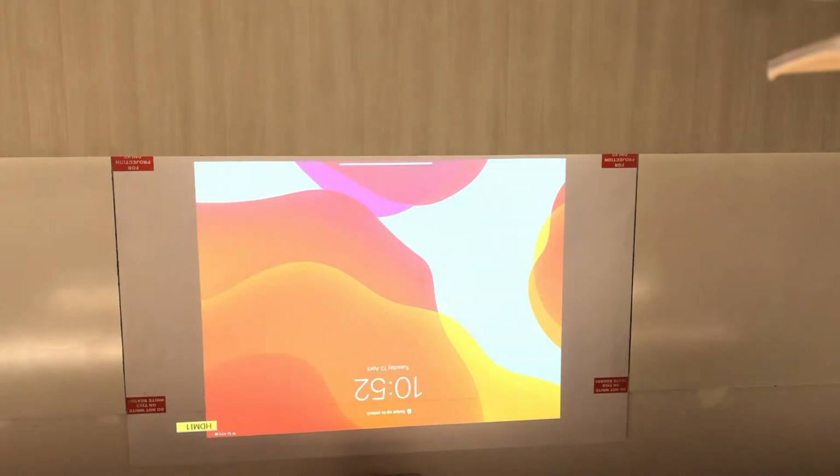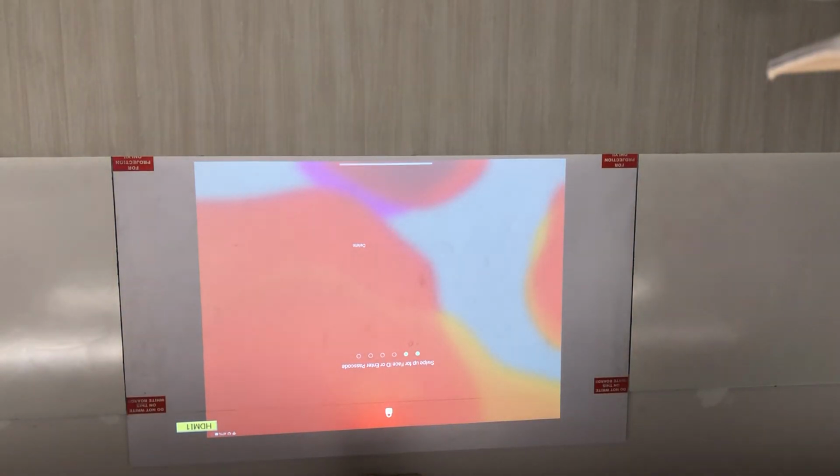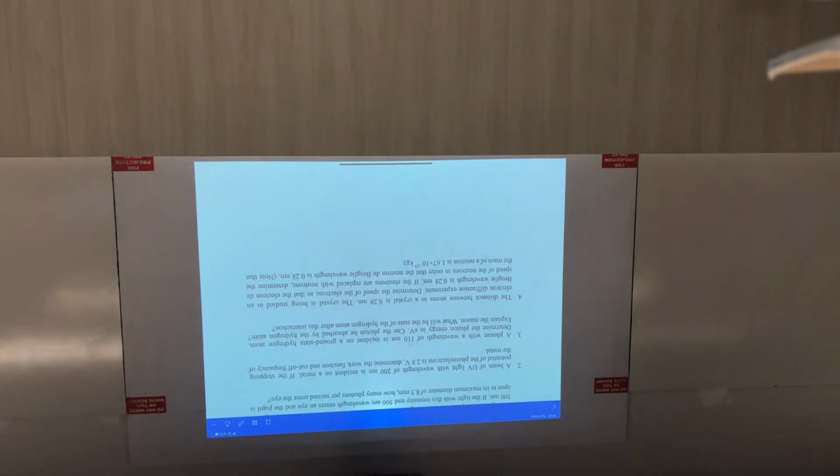Now let's go back to this second question. In our second question, we have a UV beam with a wavelength of 200 nanometers incident on the metal. If the stopping potential of the photoelectron is 2.8 volts, determine the work function and the cutoff frequency of the metal.